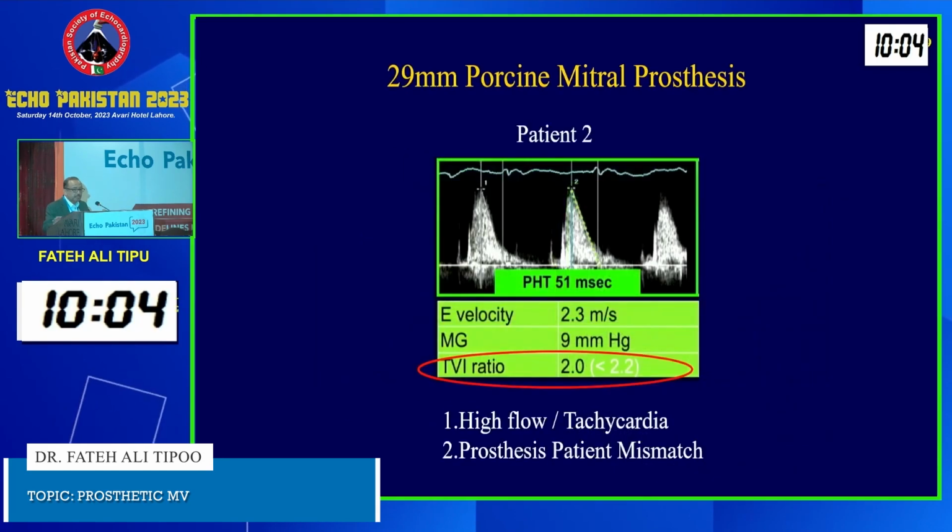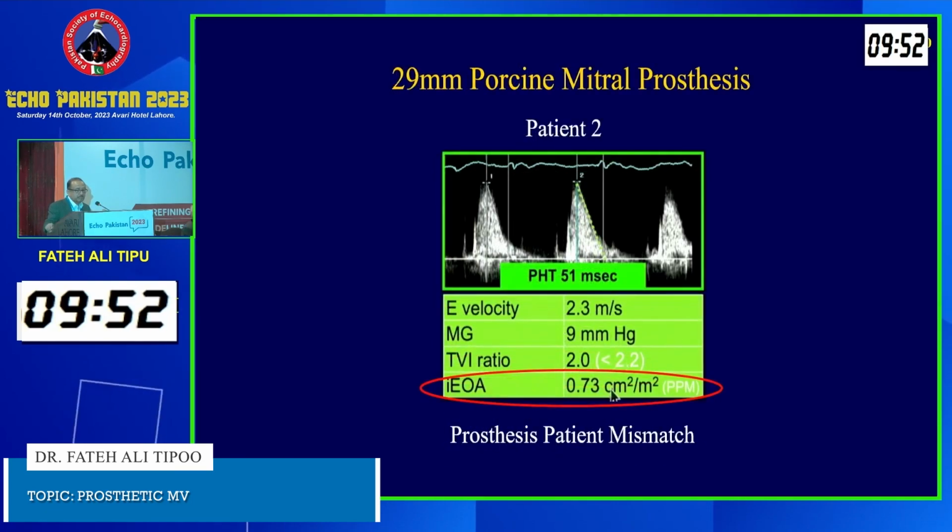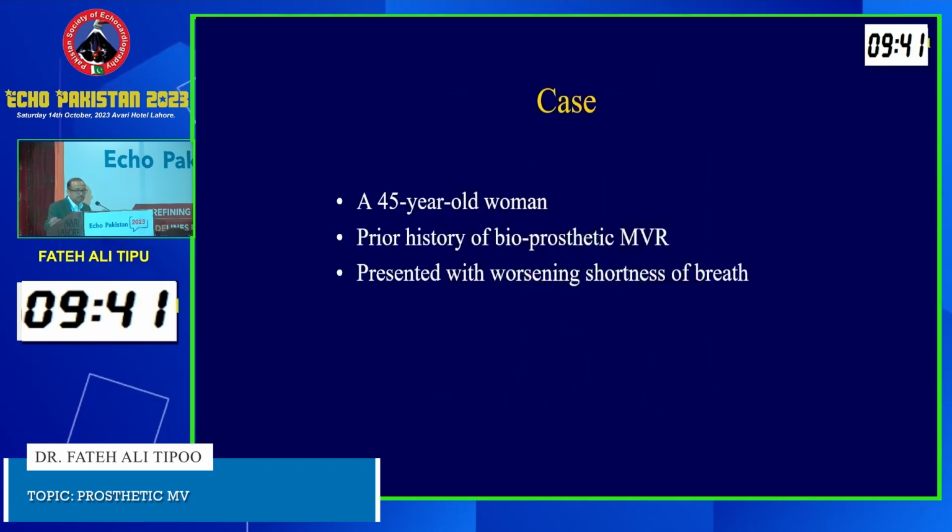And then we calculated the TVI ratio. In this case, the TVI ratio is 2, so it's less than 2.3. So it's likely a high flow state or patient prosthesis mismatch. Then we calculated the effective orifice area index, and in this patient, it's 0.73 centimeter square per meter square. So this is a case of patient prosthesis mismatch.